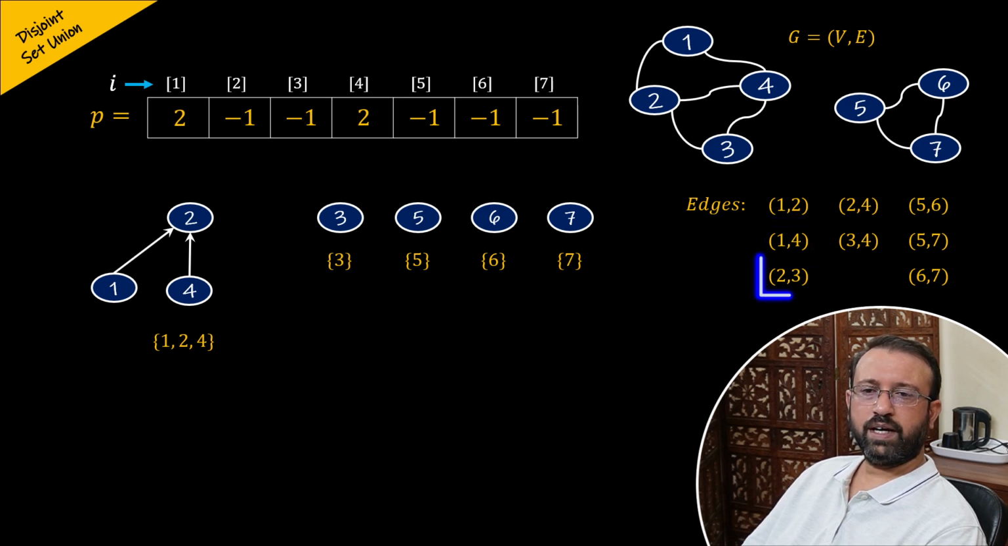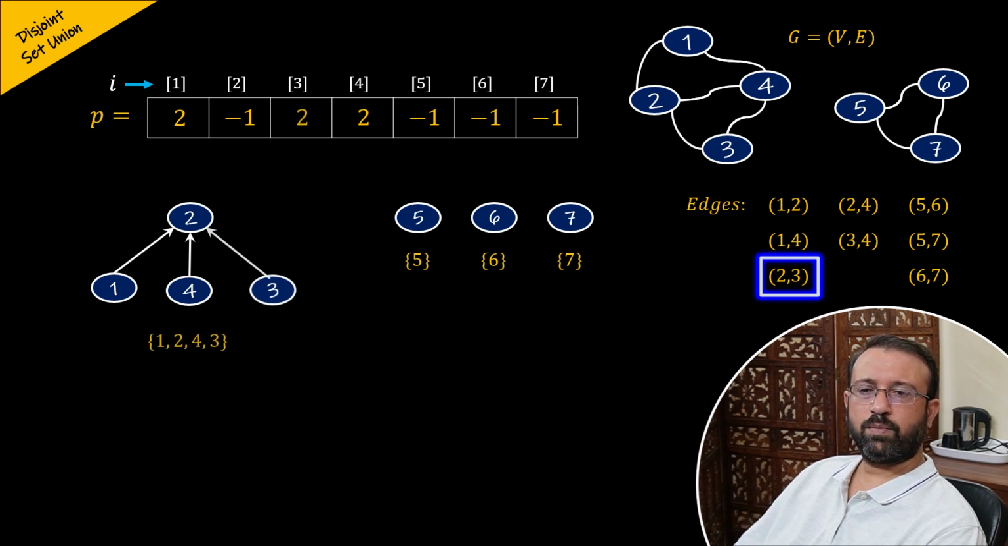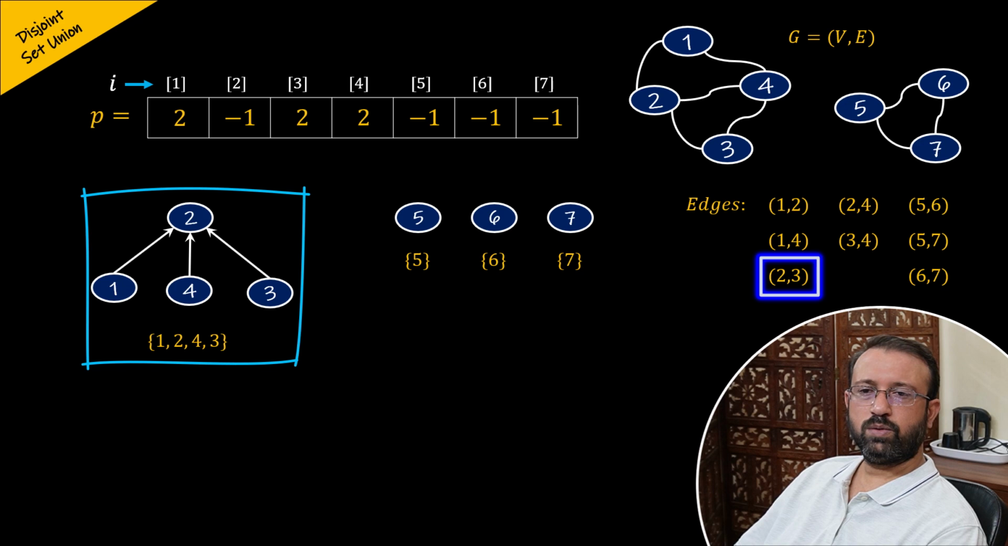Then we have an edge between vertex 2 and vertex 3. Now we need to find whether vertex 2 and vertex 3 are in different sets. Vertex 2 belongs to set which contains 1, 2 and 4. And vertex 3 belongs to set 3. So they are in different sets. Therefore, we will perform union of set which contains 1, 2 and 4 and set 3. So now after the union operation, vertices 1, 2, 4 and 3 will be in the same set.